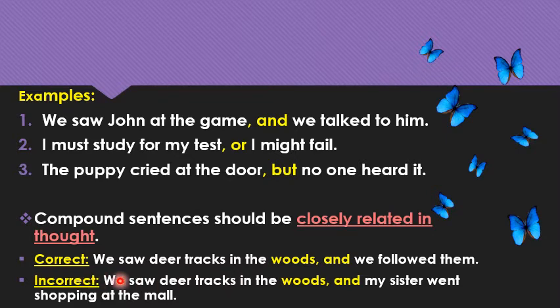You see here, these two sentences that are joined together by a conjunction and a comma should be related in thought. They should have the same idea, okay? They should express one complete thought. So this is what I'm talking about, that a compound sentence should be closely related in thought. Both of the sentences in a compound sentence should be related to each other in the idea, okay?